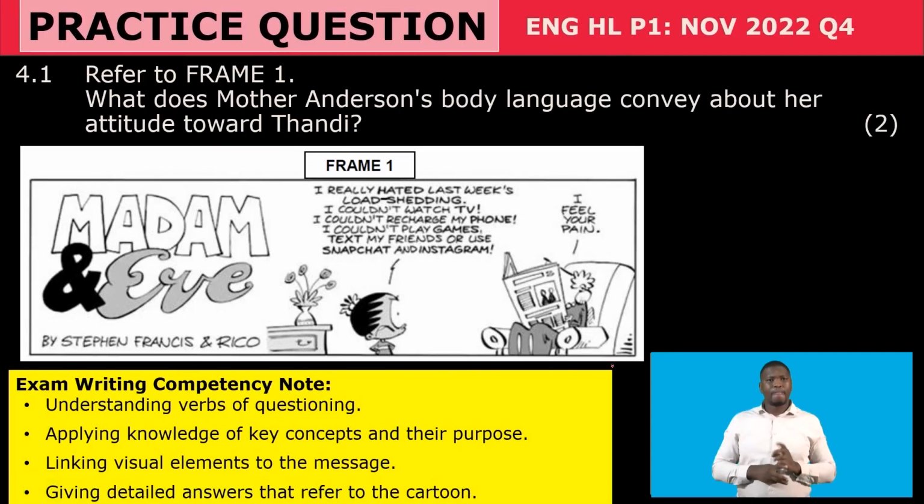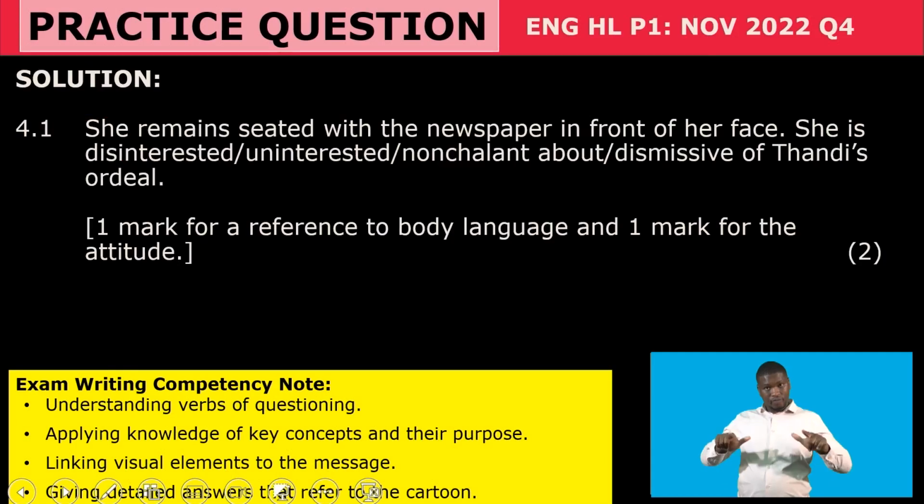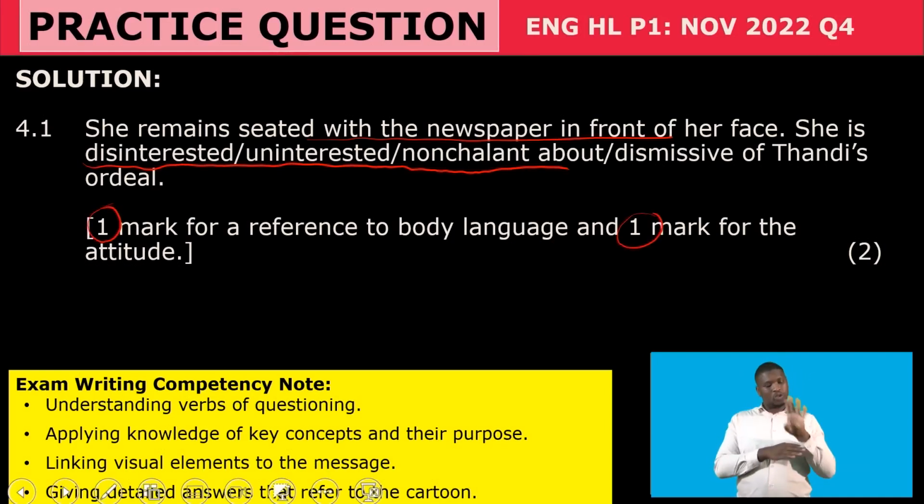What does Mother Anderson's body language convey about her attitude? So body language and attitude, that is the focus. She remains seated with the newspaper in front of her face. And what does that tell us? She's disinterested or uninterested, nonchalant or dismissive of Thandi's ordeal. 1 mark for the reference and 1 mark for the attitude.